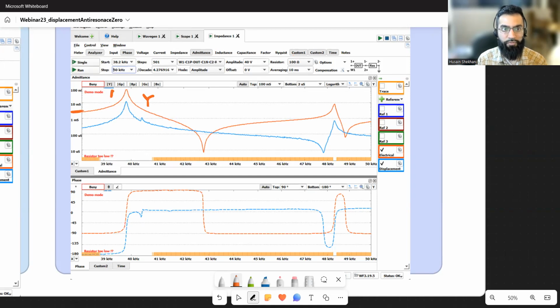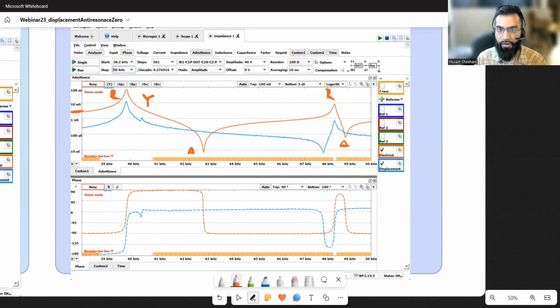So this is a resonance frequency. This is the anti-resonance frequency. And here, this is the resonance, the second mode. This is the anti-resonance frequency. You see the same thing. We have this peak on displacement, and it doesn't really care about the anti-resonance. It doesn't even see it. It just goes right past it.